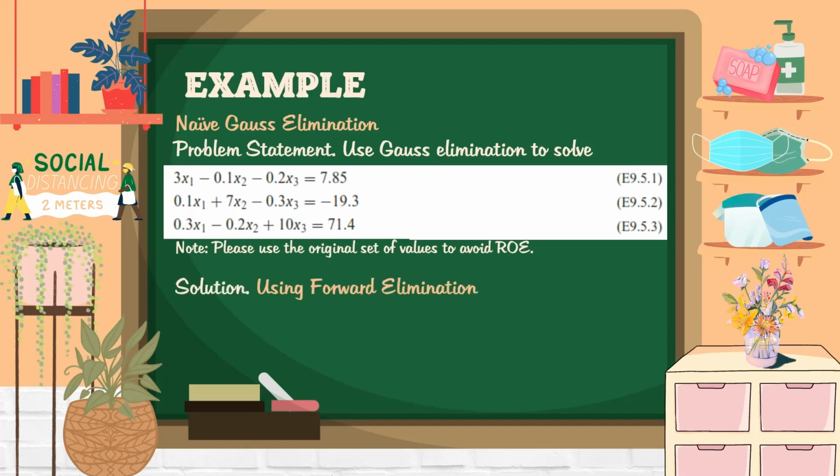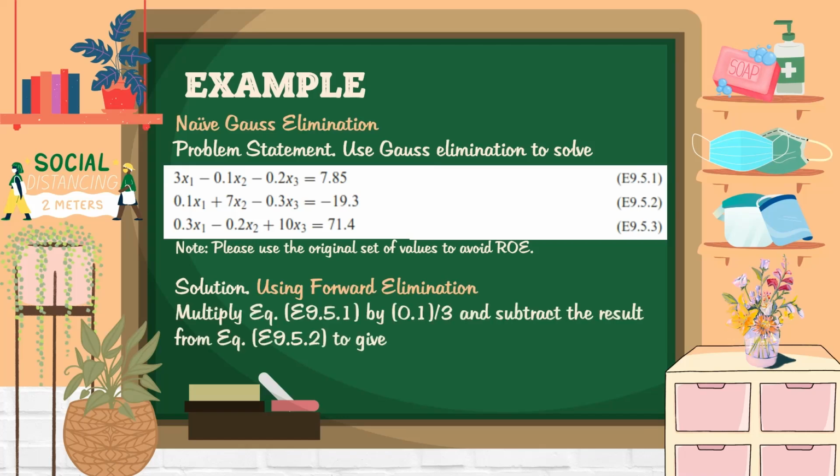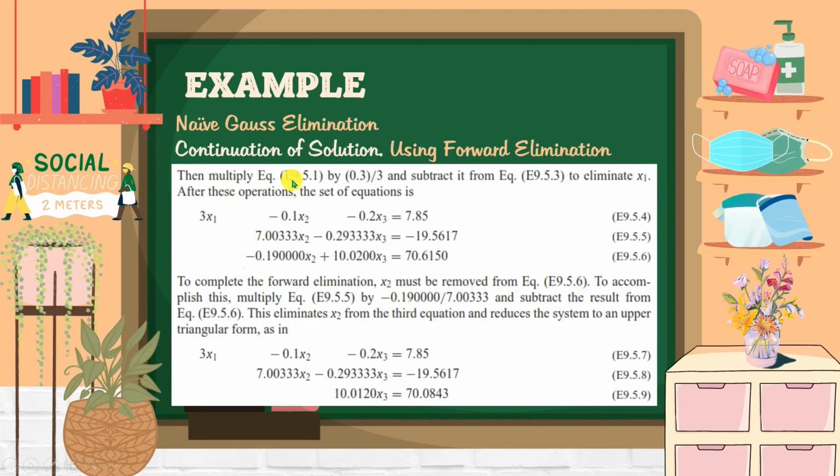Solution: using forward elimination, we can simply multiply equation 9.1 by 0.1 over 3 and subtract the result from equation 9.2 to give this particular equation. Then we're going to multiply equation 9.1 by 0.3 over 3 and subtract it from equation 9.3 to eliminate. So, you will see here the solution process. This is forward elimination.